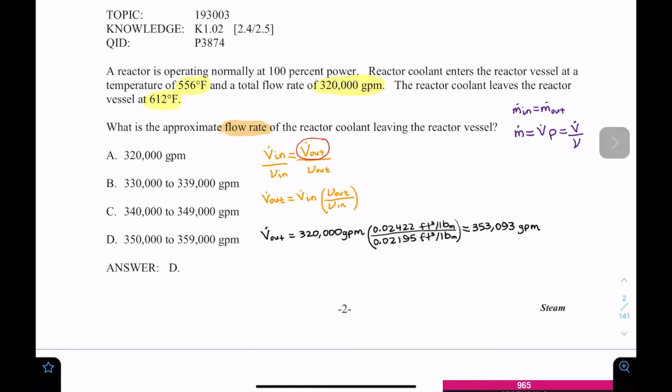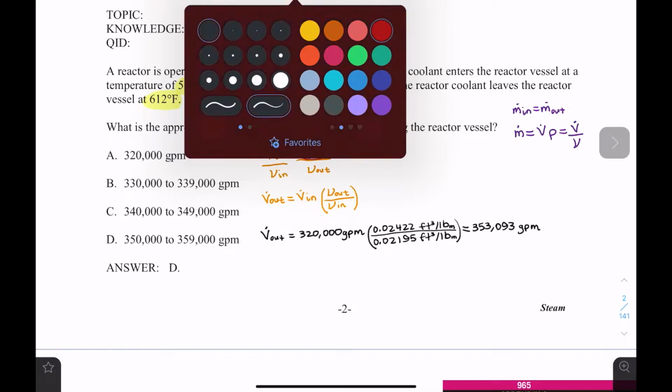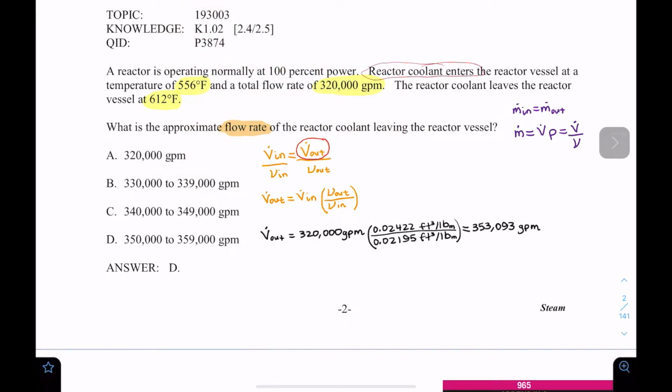So now he's talking about reactor coolant entering the reactor vessel. This might be important: reactor coolant enters. It's going to be in liquid form, right? This is something important to consider later. It enters the reactor vessel at a temperature of 556 Fahrenheit and a total flow rate of 320,000 gallons per minute. The reactor coolant leaves the reactor vessel at 612 Fahrenheit. I highlighted the important stuff.